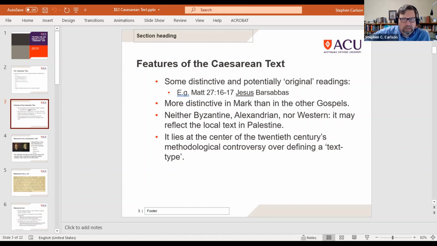But even so, the Caesarean text looks like none of these, and so some people think it may reflect a local text in Palestine. But what's important about the Caesarean text is that it lies at the center of the 20th century's controversy over what a text type is, how you define it, how you identify it. In general, the rise and fall of the Caesarean text has to do with the rise and fall of our methods and definitions of what a text type is. And so we'll see that as we go through the history of this text type. So we'll begin with Westcott and Hort.